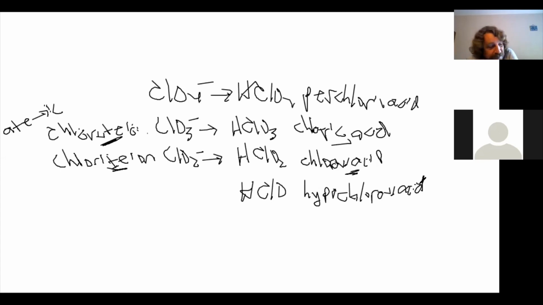So the only change with the oxyacids is you take the name of the ion and you change ate to ic or ite to ous, and that's it. So it works the same way. Carbonate ion would form carbonic acid. Nitrate would form nitric acid. Nitrite ion would form nitrous acid. Sulfate would form sulfuric acid, and sulfite ion would form sulfurous acid.